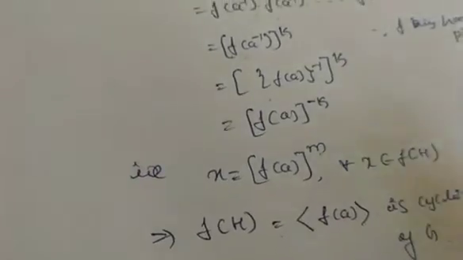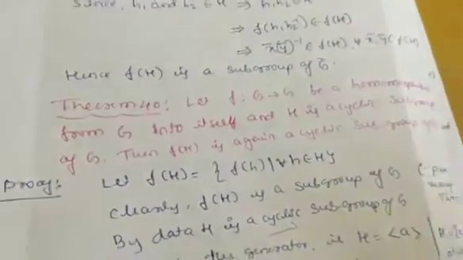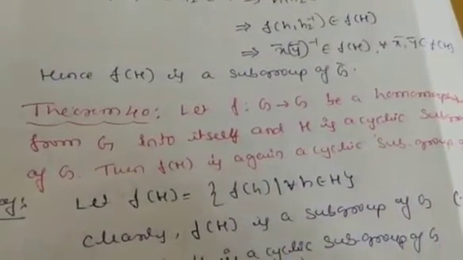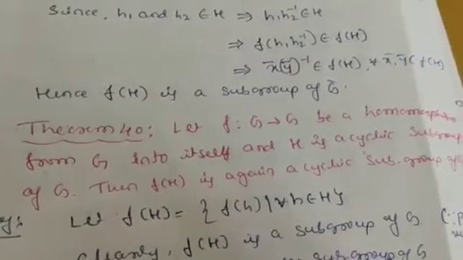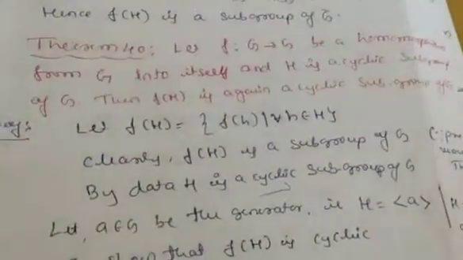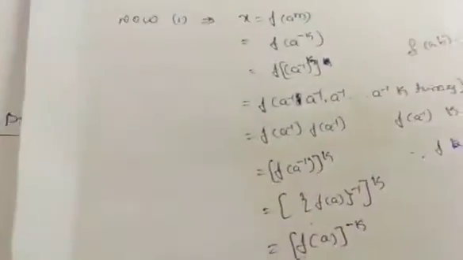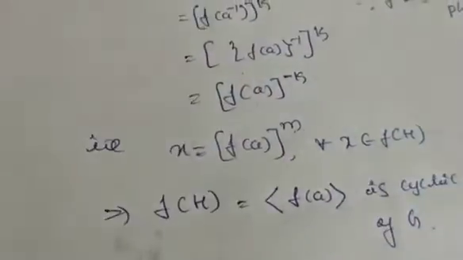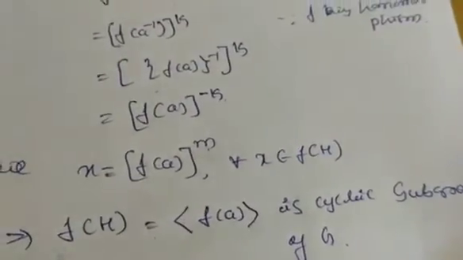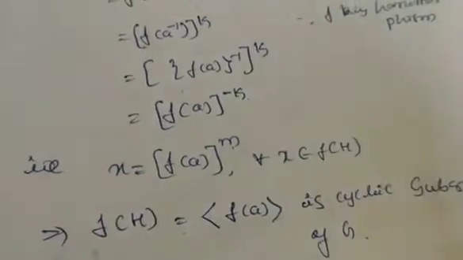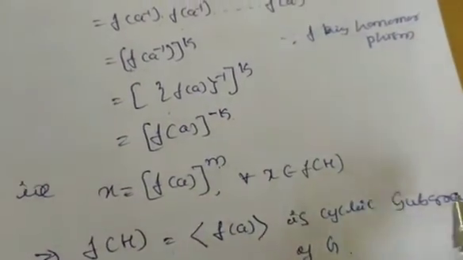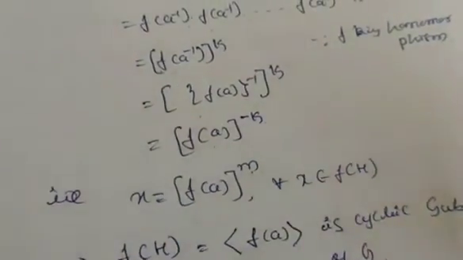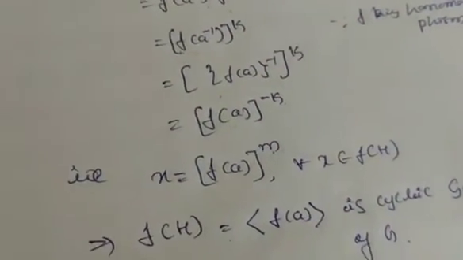The statement here is: if f is a homomorphism from G and H is a cyclic subgroup of G, then f of H is again a cyclic group. So we proved that f of H is cyclic. Lastly, we proved f of H is also a cyclic subgroup of G generated by f of a. So this is the proof of this theorem.